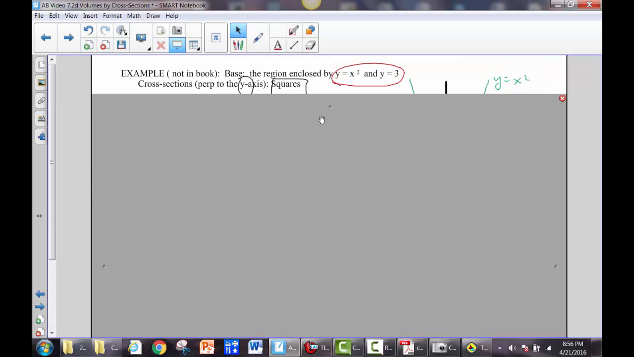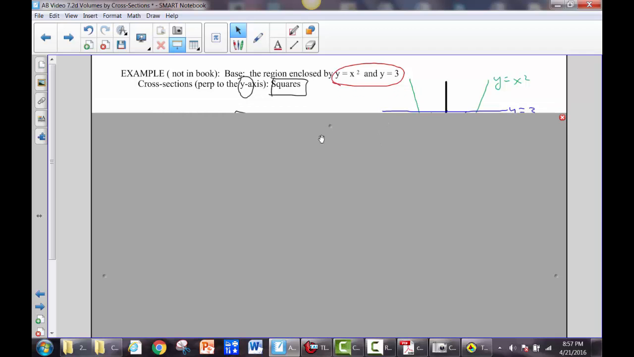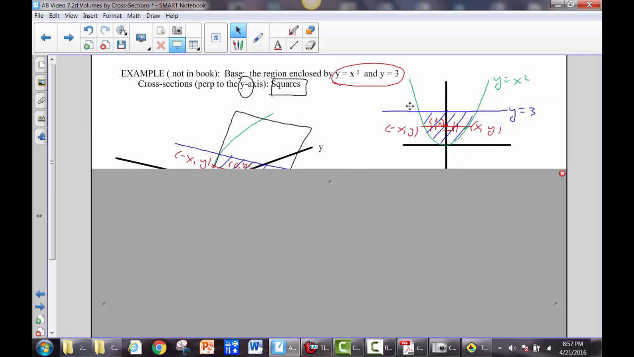Oh, look, there's another one. The base is the region enclosed by y equals x squared and y equals 3. Cross sections perpendicular to the y-axis, again, this time are squares. So here's y equals x squared. Here's y equals 3. Here's our region.